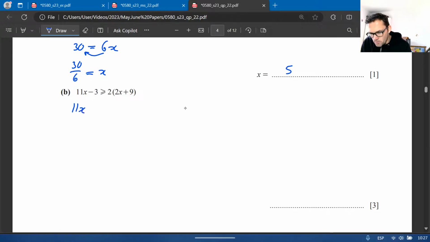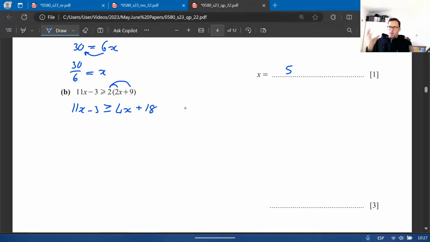Next one is an inequality. It's quite important with inequalities to keep things organized, and yeah, you got a left side and a right side. Leave it that way. Don't confuse things. Keep that sign in the middle. Right, expand the brackets is the first thing you do. 2 times 2x is 4x. 2 times 9 is 18.